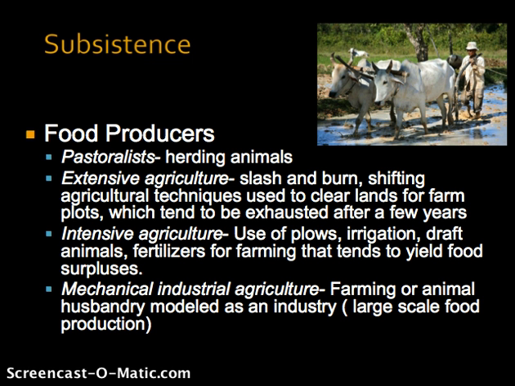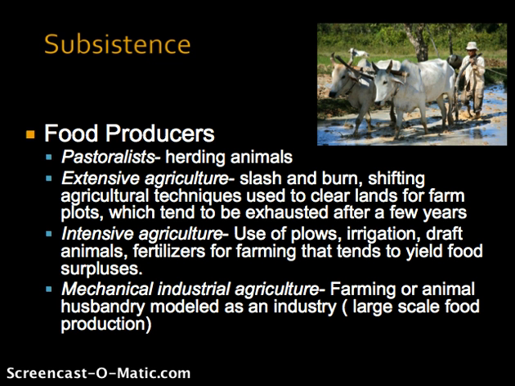Extensive agriculture relies on slash and burn. These are shifting agriculture techniques which are used to clear lands for farm plots and tend to be exhausted after a few years. The burning releases nutrients which are essential for farming, including nitrogen, potassium, and phosphate, or phosphorus. And this becomes available for a few short years before the soils are depleted through the crops themselves.